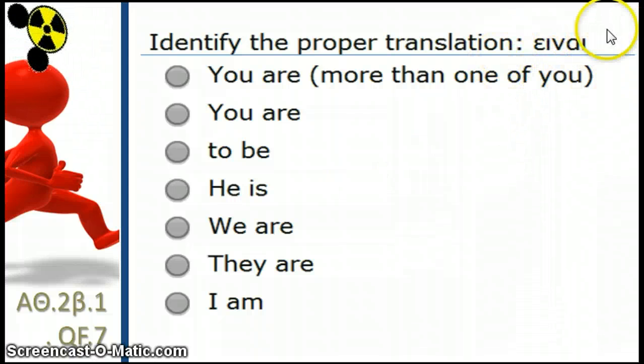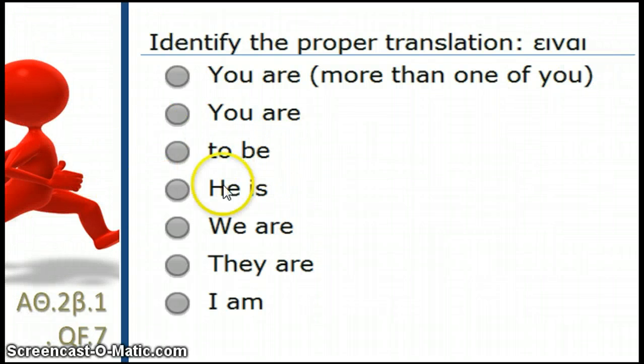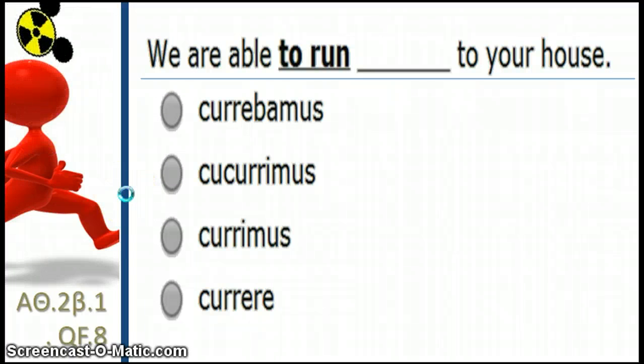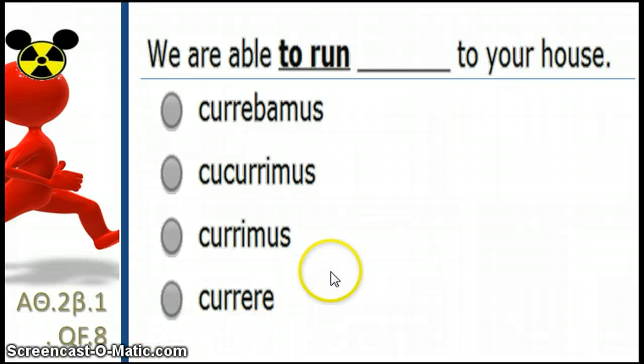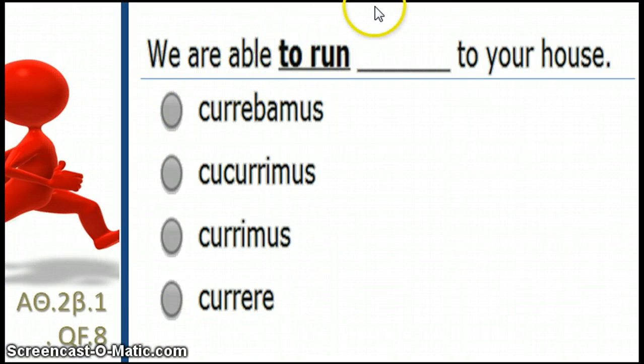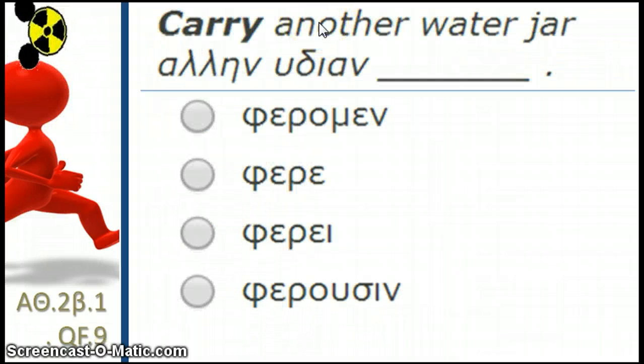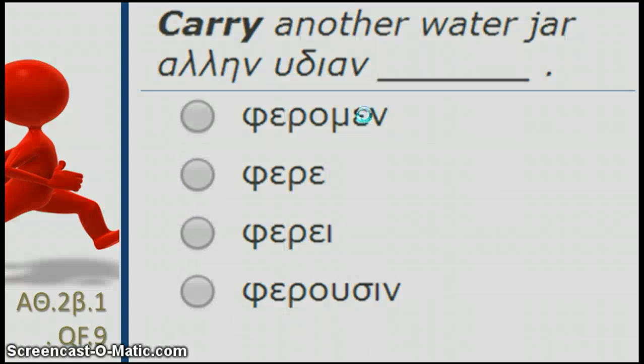Uh-oh, we just learned it. What is it? It's the infinitive, to be. To run. Uh-oh, to run. Infinitive in Latin, currere. It's not an infinitive, that's an imperative. It's telling me to do something. That's indicative. That's indicative. Oh, short epsilon, that's imperative.